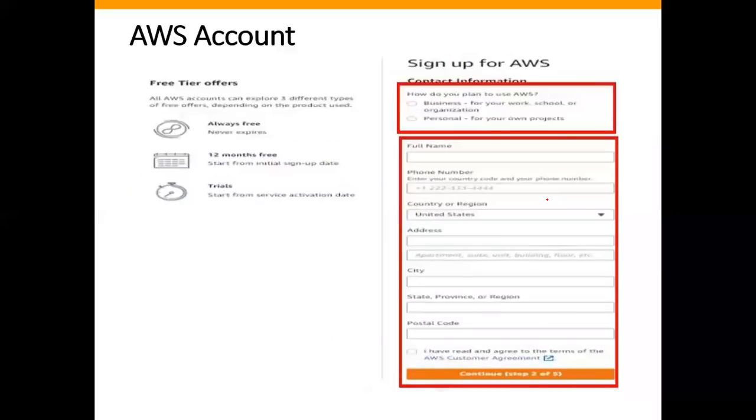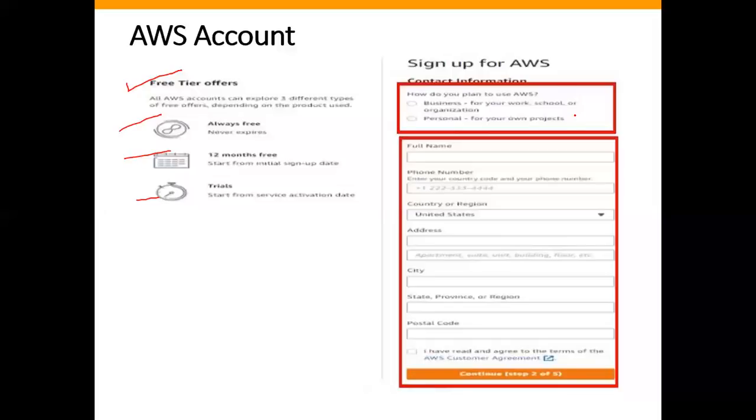Now, after that, if you click on continue, you will come to this page. In the previous session, we discussed free tier offers. We have 3 types of offers: always free, 12 months free, and trial. We already discussed this in yesterday's session. And then here I'm getting the plans.